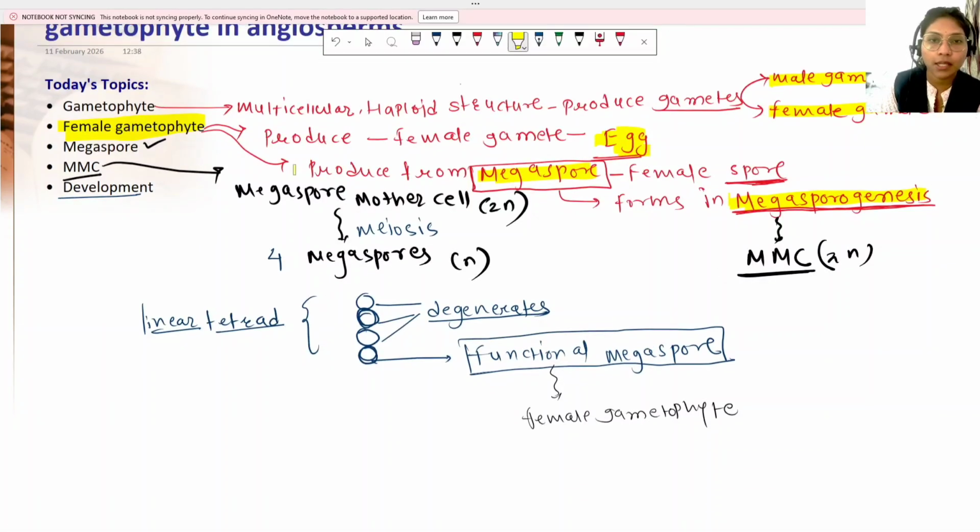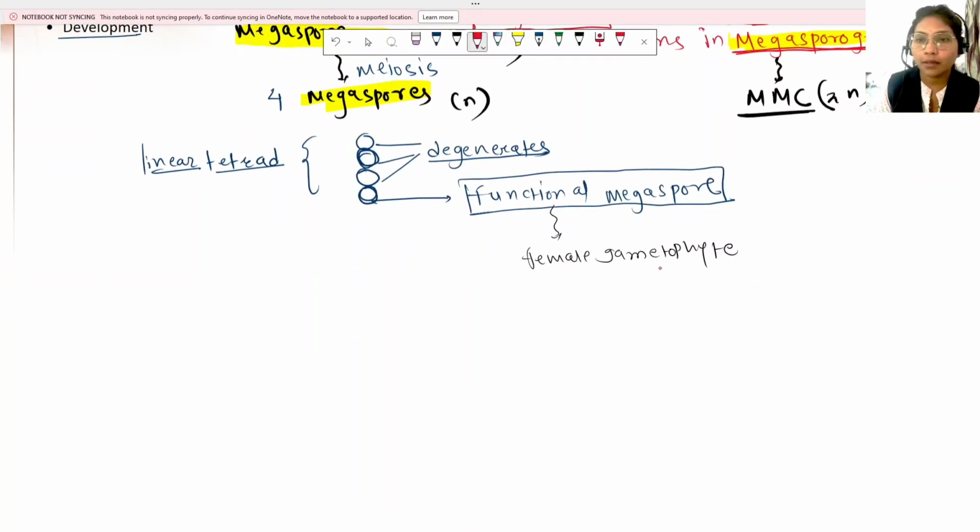What is megasporogenesis? In megasporogenesis, megaspore will form from a cell which is known as megaspore mother cell, or MMC, which is a diploid one, and MMC will undergo meiosis and form megaspores. How many megaspores? 4 megaspores, which are haploid in nature. The 4 megaspores are arranged like this, which we call a linear tetrad, and from these 4 megaspores, 3 will degenerate and 1 will become the functional megaspore. Now this functional megaspore will form female gametophyte. I hope you are getting it.